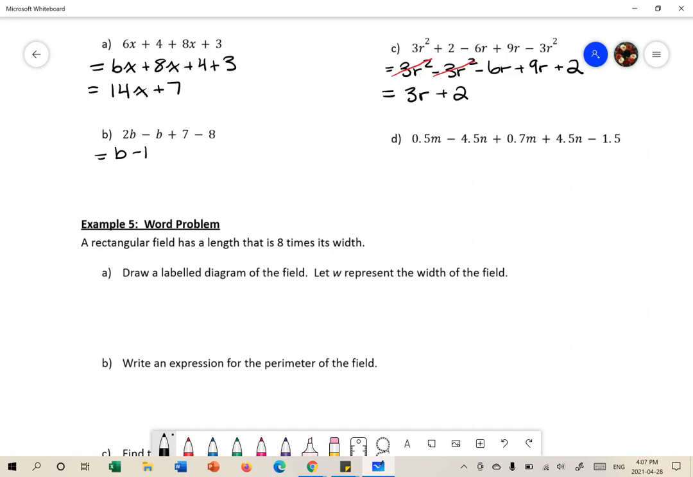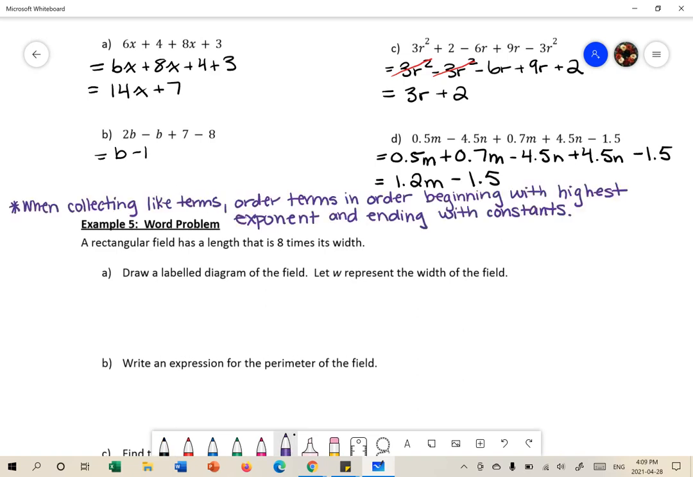And finally, I'm beginning with collecting like terms. And then simplifying like terms. Something to note is the order of how we write our terms. Our constants are always going to be last. Notice that in this question, I always wrote the constants last.